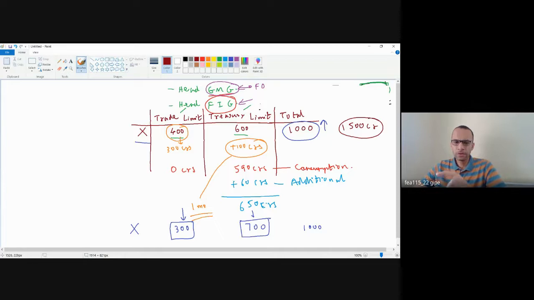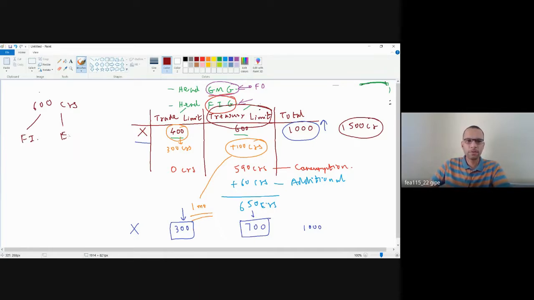Now, there is a way in which your internal treasury limits can change as well, because let's focus on this treasury limit side, which is 600. Now, my treasury limit is currently at 600. Now, this 600 could be divided amongst various treasury desks. So, let's say I have a fixed income desk, I have an equity desk, and let's say I have a derivatives desk. And out of this 600, let's say fixed income has been allocated 400, equities have been allocated maybe 100, and derivatives 100. I'm just putting again hypothetical numbers.